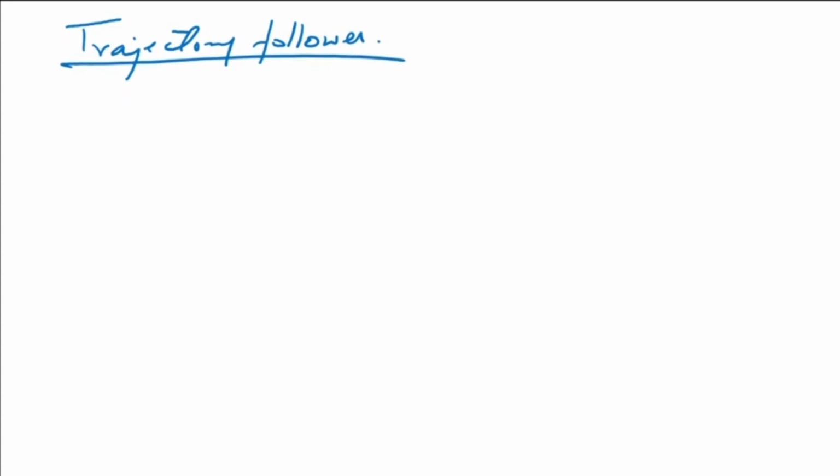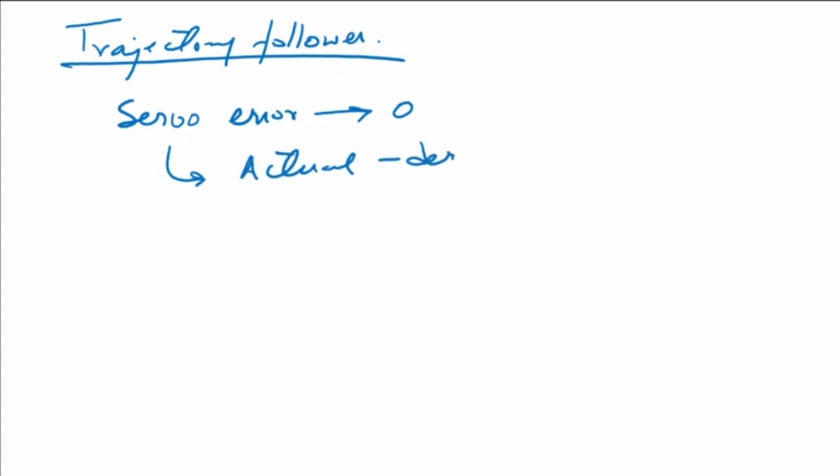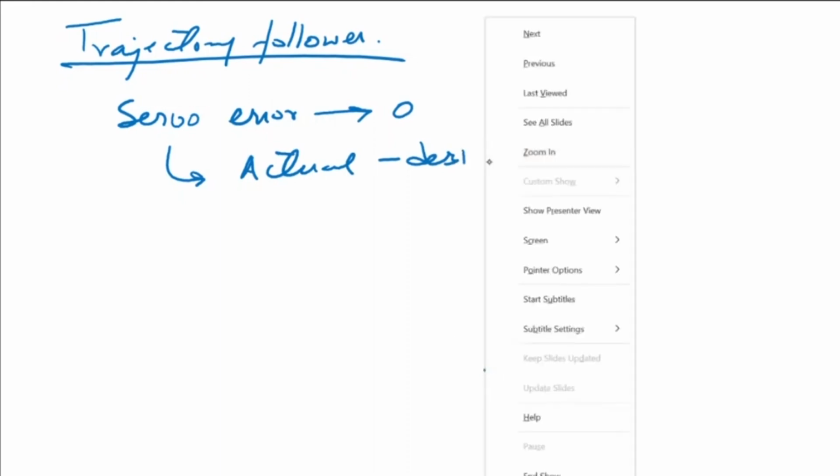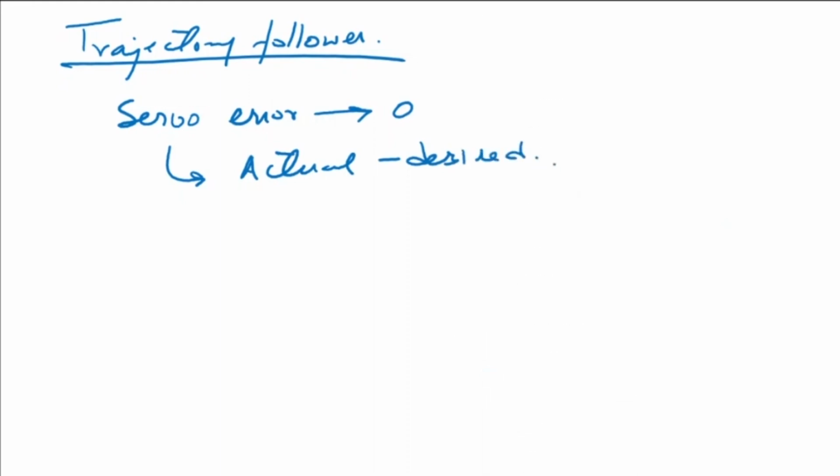Now, how is a trajectory follower made? A trajectory follower is made by creating a servo error, and then we make the error go towards 0. That is how the trajectory following system works. So what we first do is generate an error between the desired and the present, and try to make that error go to 0. What is this error about? It is the actual minus desired positions. Then we will try to drive this towards 0 by putting a controller there.